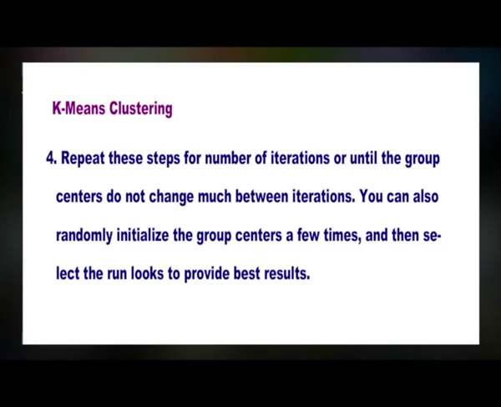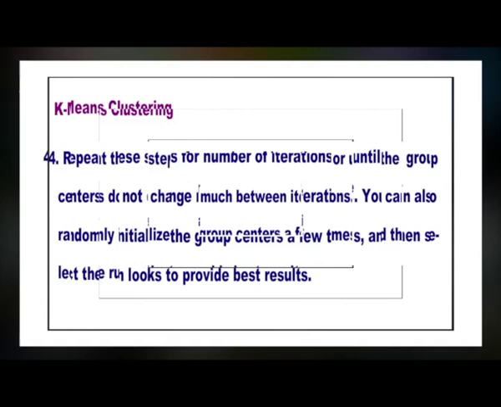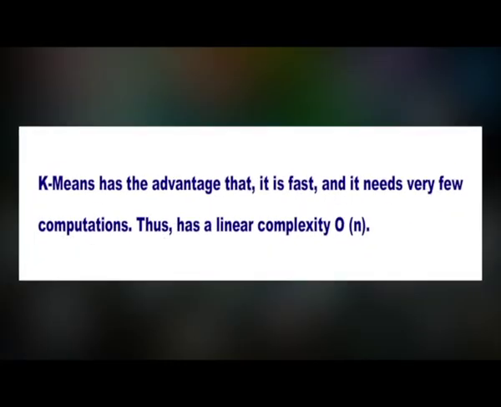You can also randomly initialize the group centers a few times and then select the run that looks to provide the best results. K-means has the advantages that it is very fast and needs very few computations. Thus, it has a linear complexity of order n. On the other hand, k-means has disadvantages too.